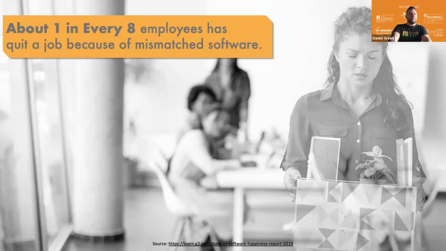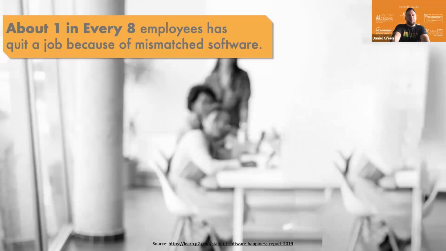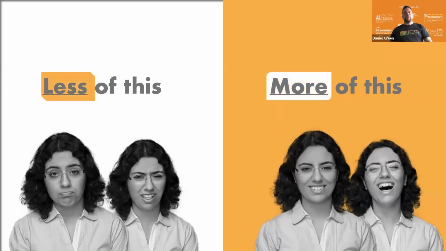So this is quite an alarming stat. About 1 in every 8 employees has actually quit a job because of mismatched software. The fact that this is a cited reason for people leaving a job speaks to just how important it is to outfit employees with the right tools for the job. Turnover is disruptive to progress and goal attainment. So let's get you and your team working with the tools that make you feel less frustrated and more empowered and productive when you do your job. And now it's time to explore how Volunteer Impact can help you achieve just that.